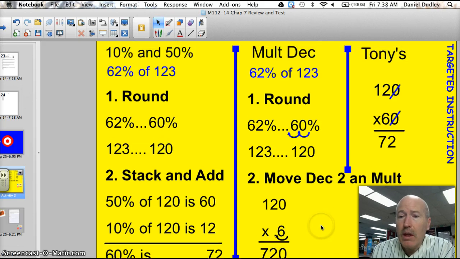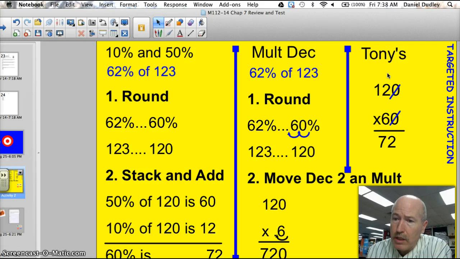Same answer. I'm going to call this method Tony's method because he's the one who could do it, but he couldn't quite explain it. Nobody could. So I did some thinking upon it. Tony's doing the same thing as I did. He rounds the numbers. 62% becomes 60. 123 becomes 120.